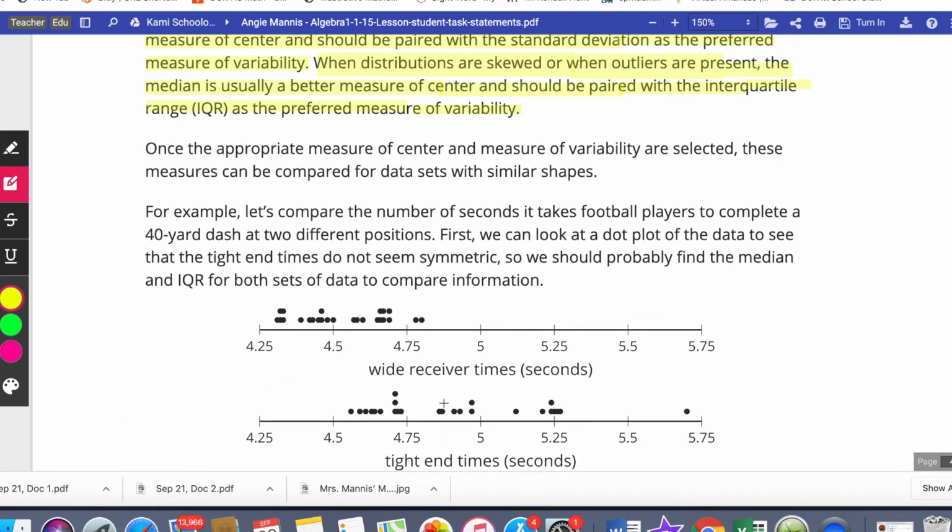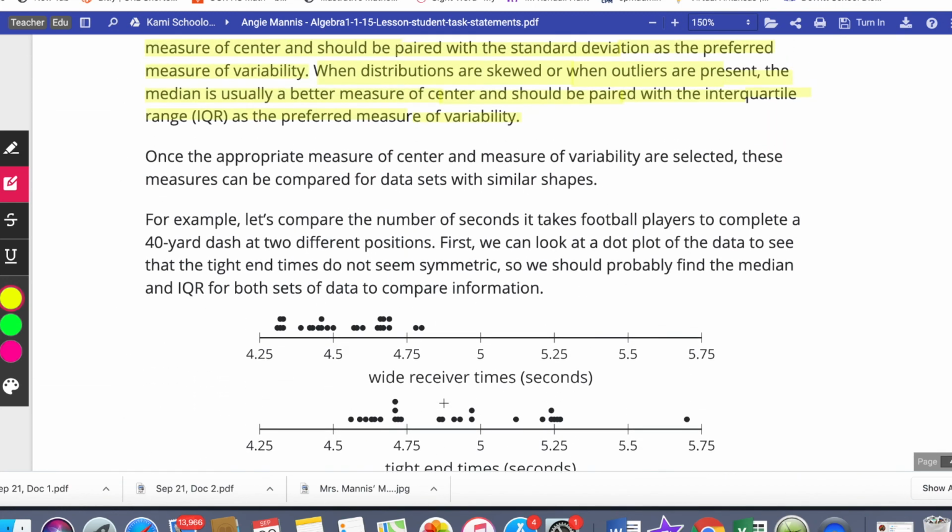You can either calculate the measures of center, mean and median, and compare them, and then you also have your measures of variability. You look at how spread out the data is, so you compare those. The data set with the higher measure of variability is more variable, which means it's more spread out.